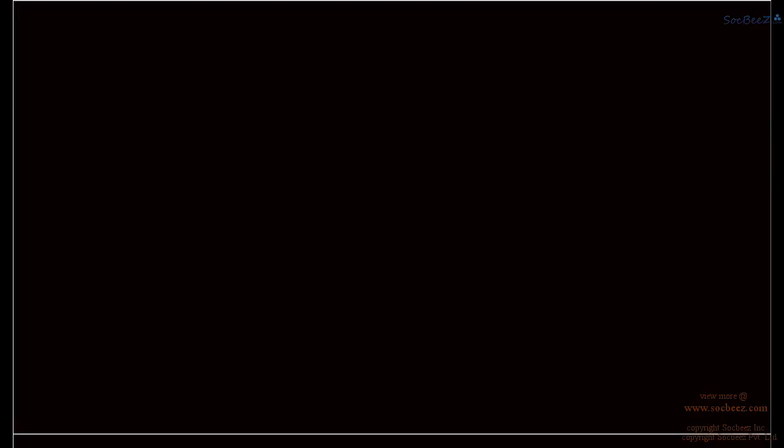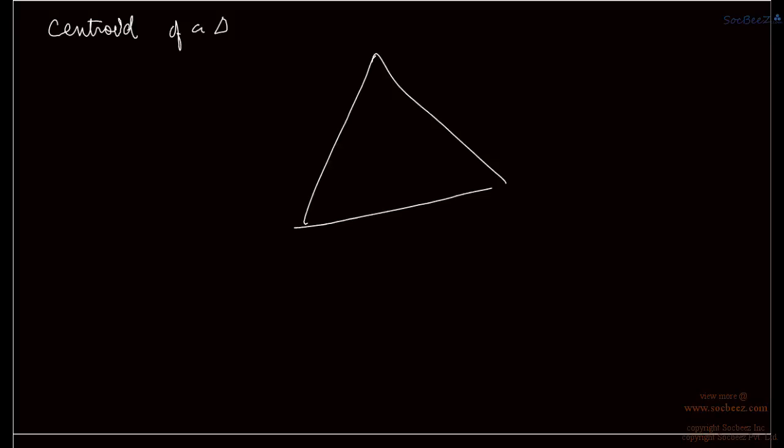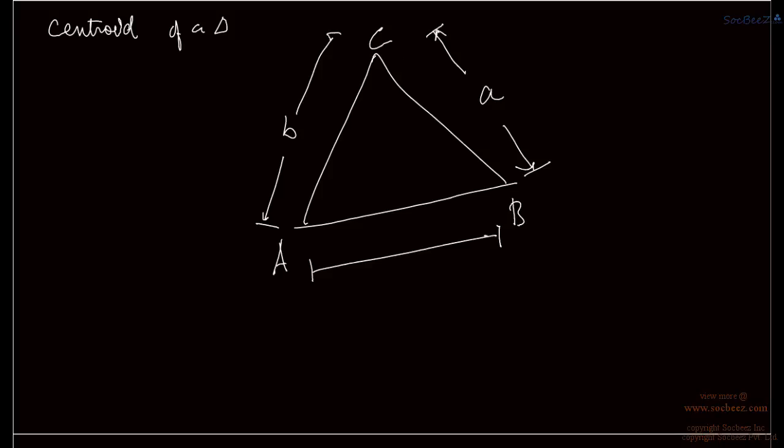So first let me introduce the centroid of a triangle. Let me introduce a symbol which must be familiar to you. We will be using the symbol like, say this is a triangle ABC. Opposite to vertex A, we will have side length a. Opposite to vertex B, we will have side length small b, and opposite to vertex C, we will have side length small c. This symbol we will be using throughout the course.